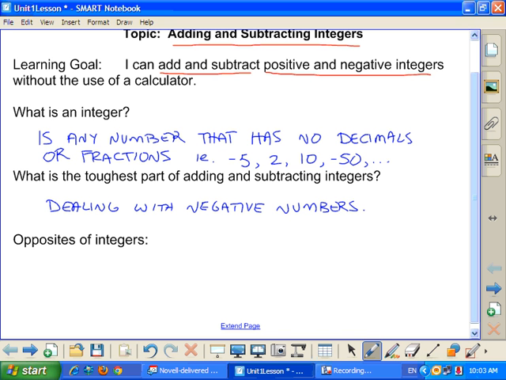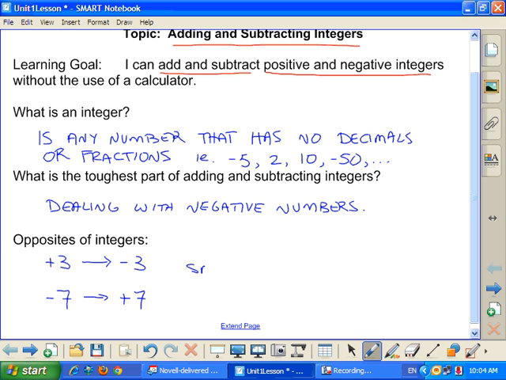Last thing I want to talk about is opposites of integers. So it's very important you understand the opposites of integers. So for example, if I had a +3, the opposite would be -3. So when I talk about an opposite integer, I'm talking about the sign changing. So if I had -7, the opposite would be +7. Okay, so we're basically looking at the exact same number, the sign changes.